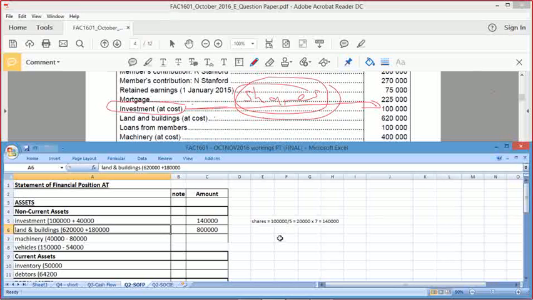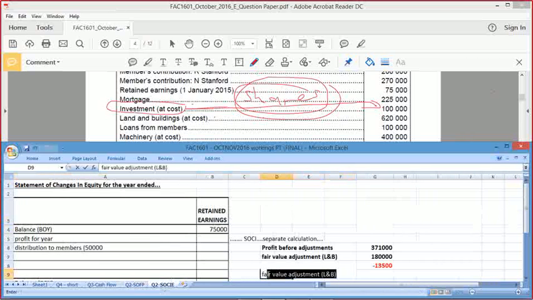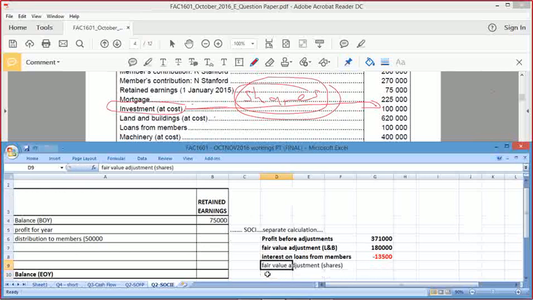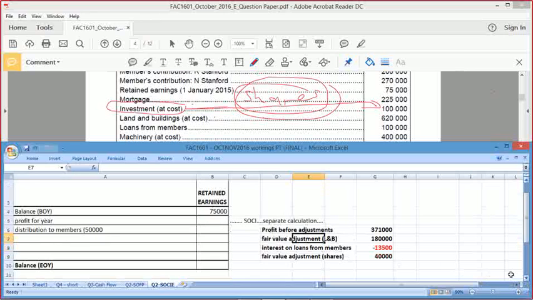Okie dokie, that makes sense. Happy? Yeah. Got that. Where do I put the fair value adjustment? At the profit calc. Good. 20,000 times 700 equals. Okay, and we've now completed the question. So now you get all your easy marks for totaling.